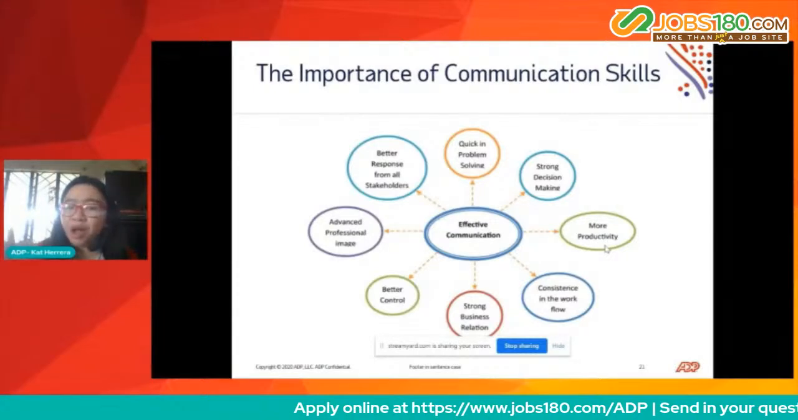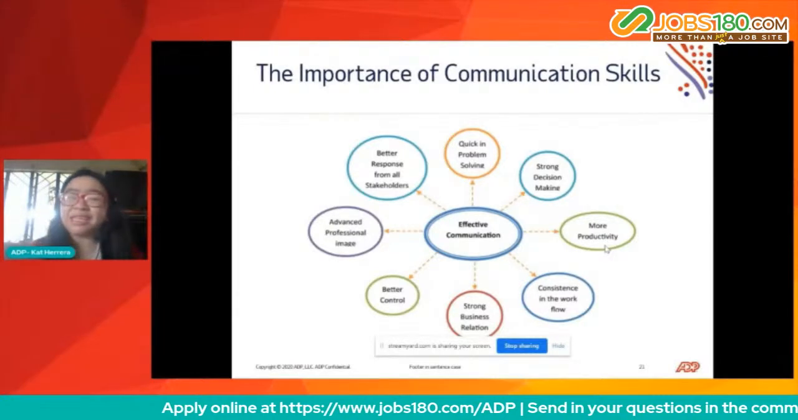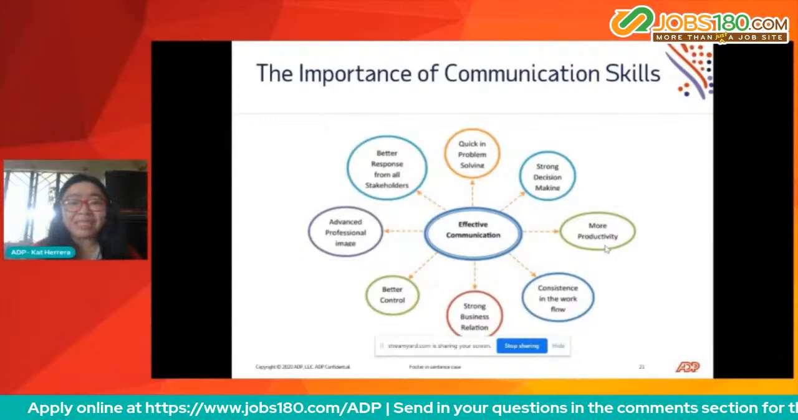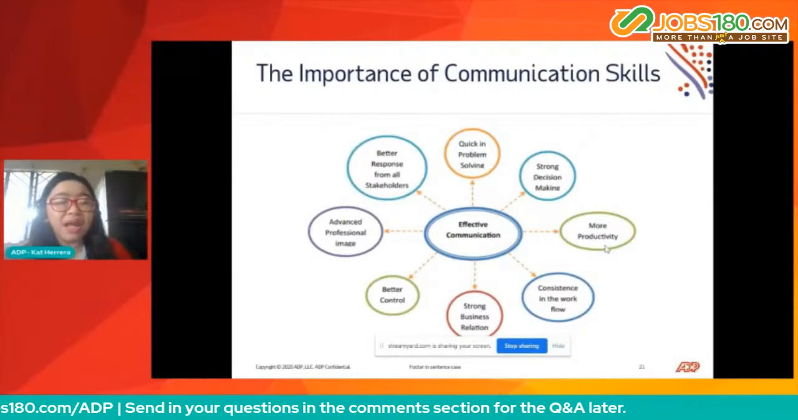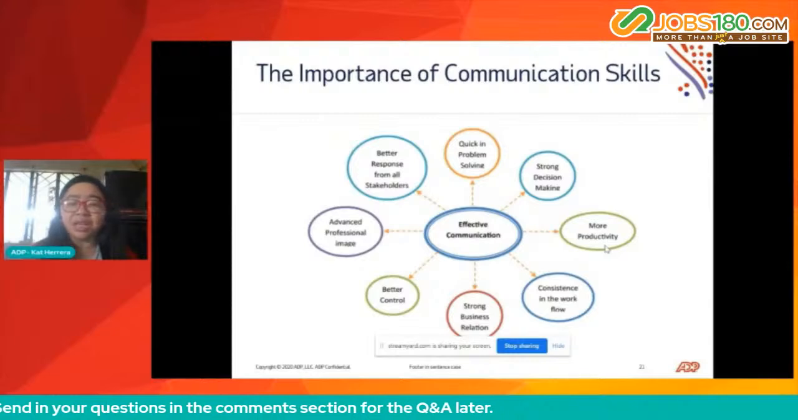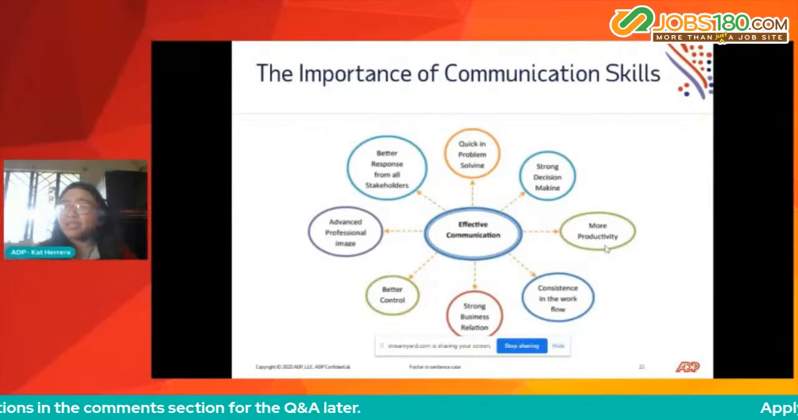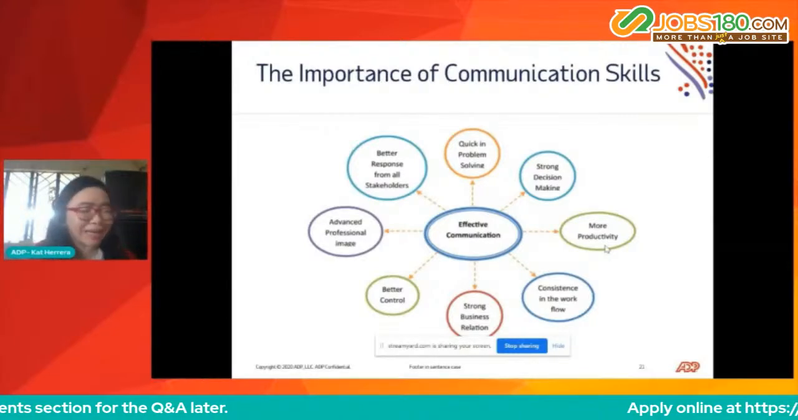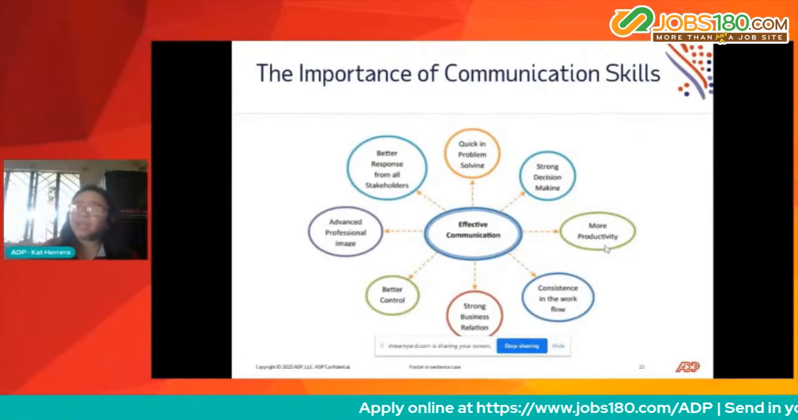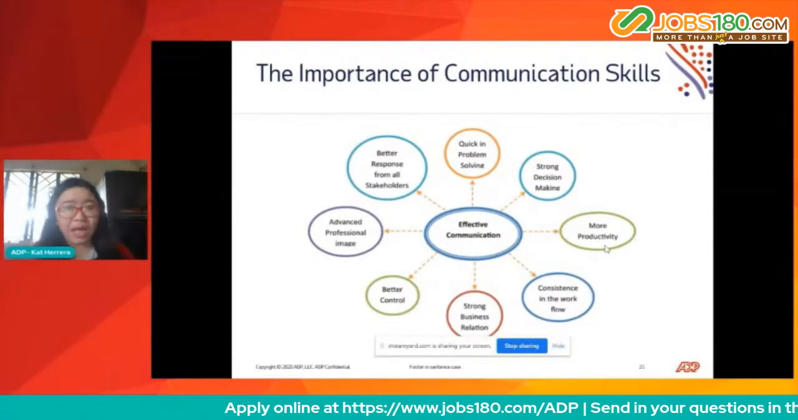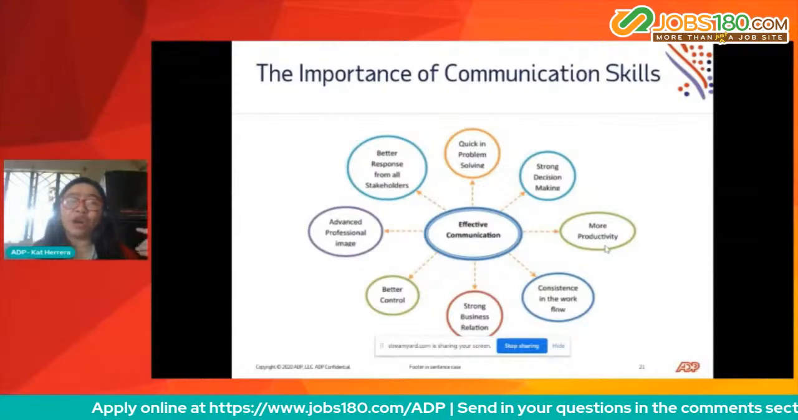Better response from all stakeholders? Yes, because if you have great communication skills, people would trust you. The clients would trust you. And that is very critical in this business. If the client doesn't trust you, then they would not listen to any advice coming from you. Even if you know everything, if the client doesn't believe you, then all that's going to be for naught.